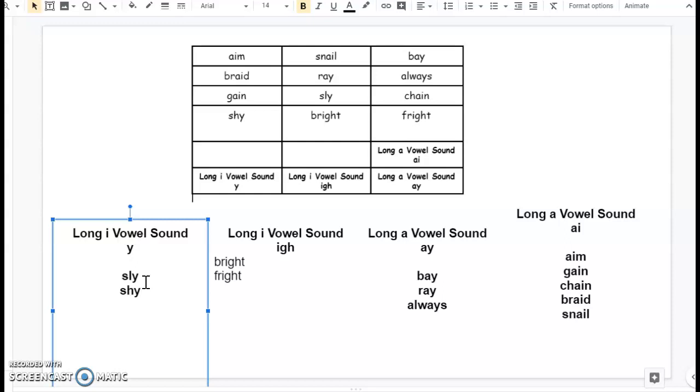Shy. Notice how the long I vowel sound, you hear it at the end of the word, and it's spelled with just a Y. Maybe you might be shy sometimes when you meet new people.